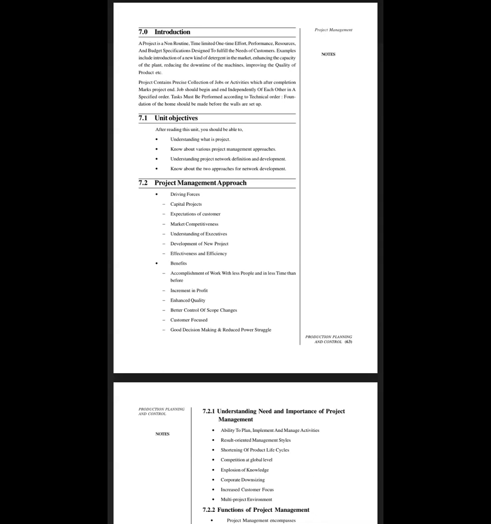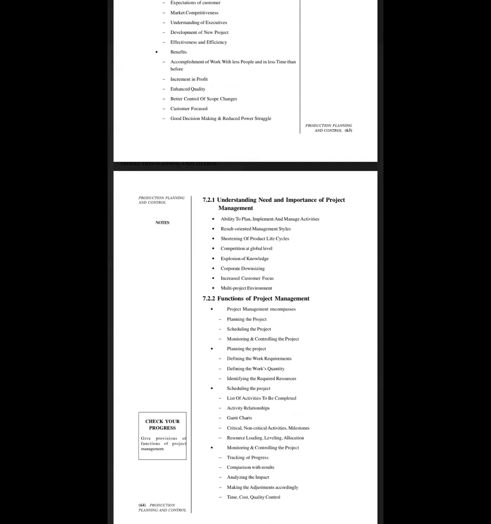Project management is understanding the execution of work. Project management is important for market competitiveness. It is important for meeting the expectations of customers. It is also important for customer focus. It is important for the ability to change, implement and manage activities. It is important for exploitation of knowledge. It is important to increase customer focus. It is important for a multi-project environment.